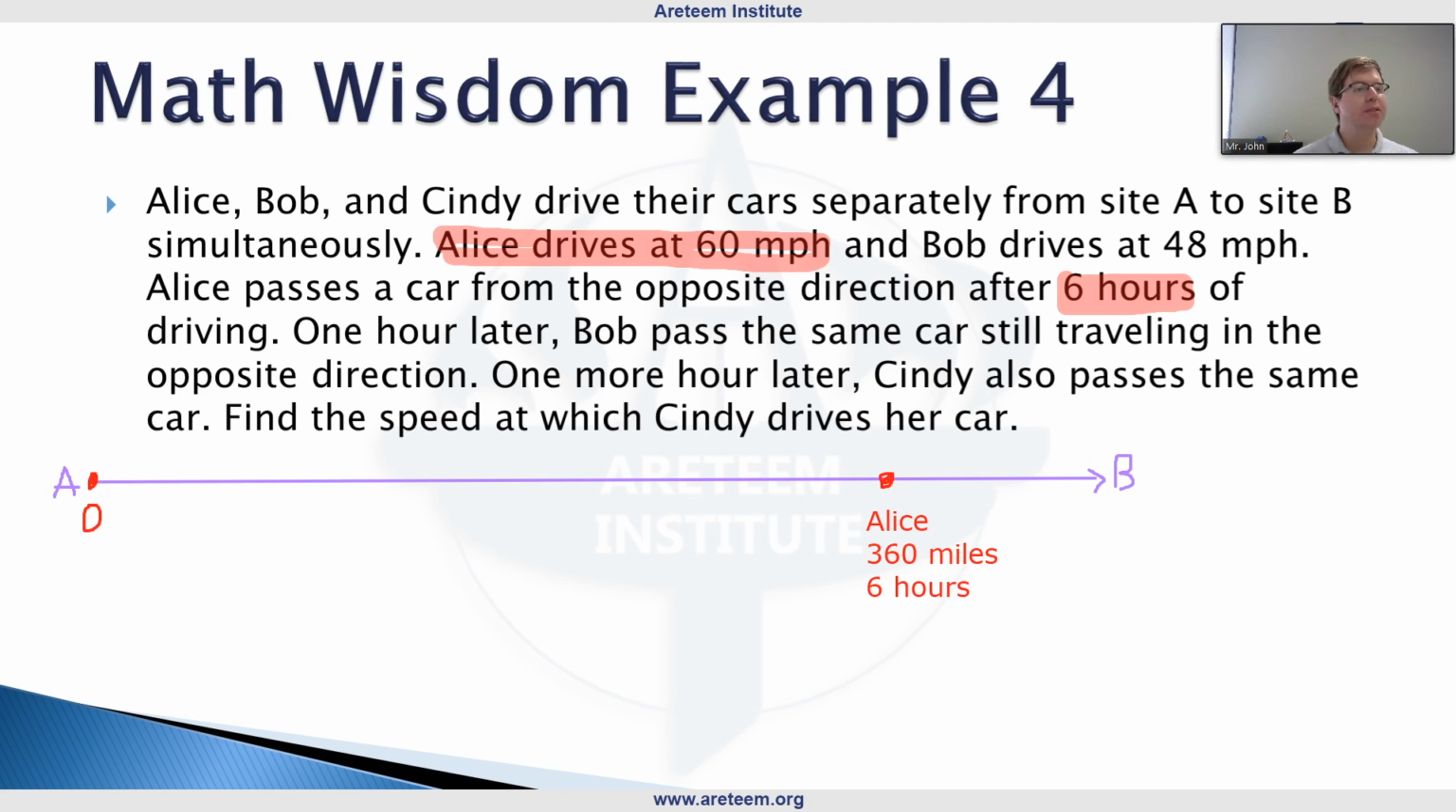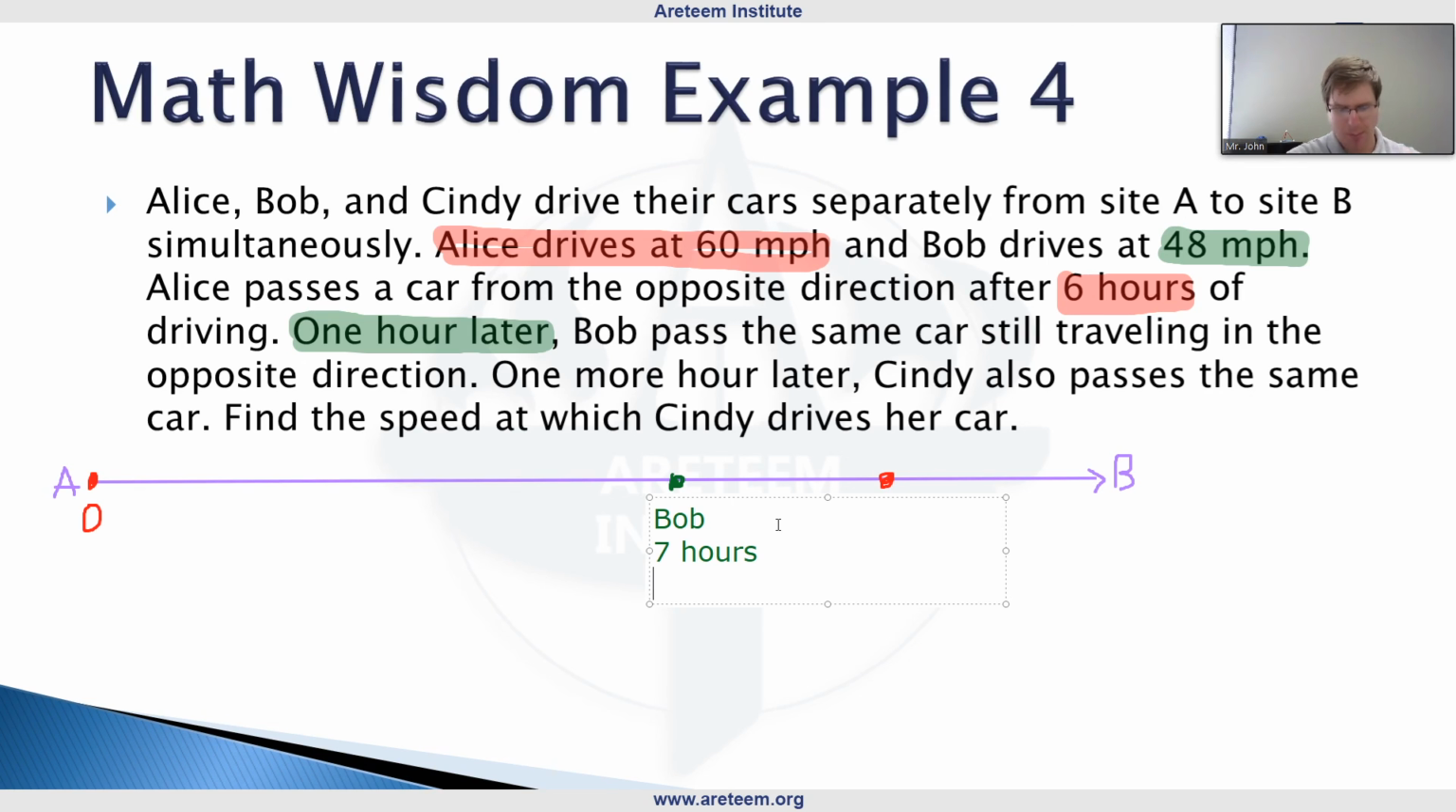So Bob is traveling a slower speed. Bob is going 48 miles per hour. And after 1 extra hour passes, Bob meets up with the person traveling in the other direction. We can do the same exact thing for Bob here. This is 7 hours, and in 7 hours, Bob is going to travel 336 miles. So this is our key situation here.